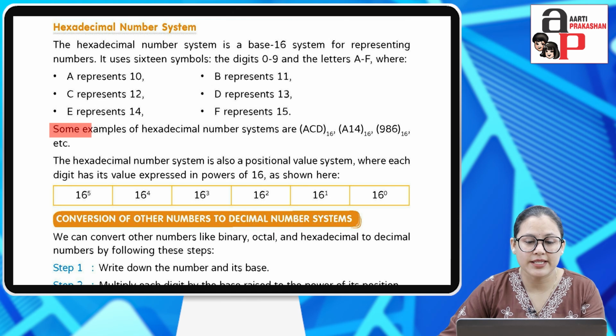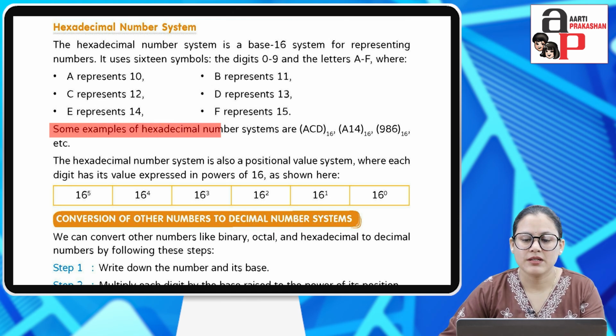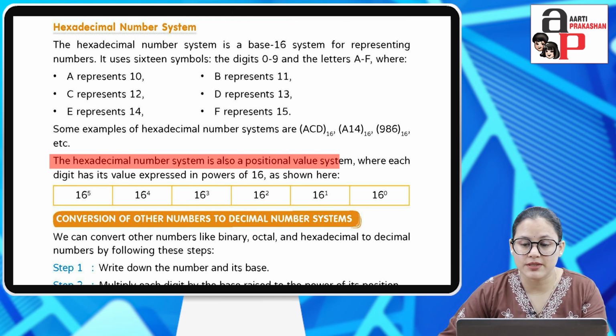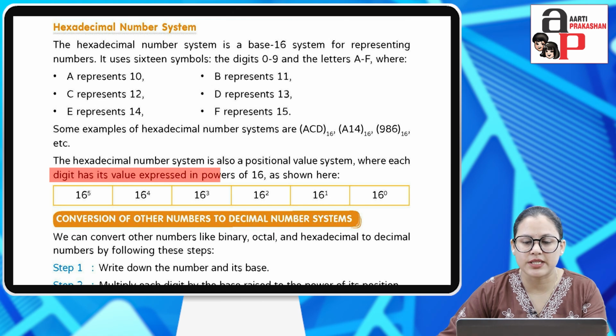Some examples of the hexadecimal number system are ACD base 16, A14 base 16 and 986 base 16. Okay. The hexadecimal number system is also a positional value system where each digit has its value expressed in powers of 16, as shown here. You can see here, right?